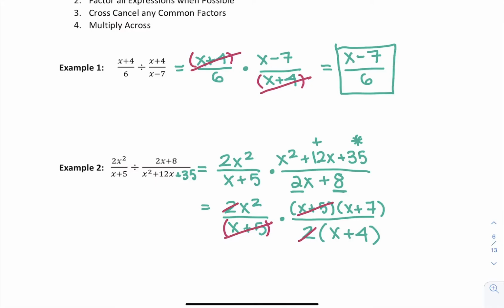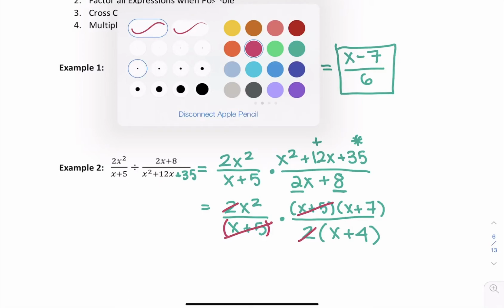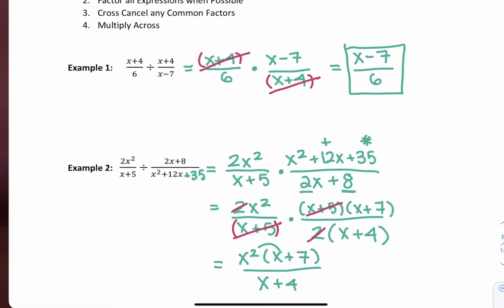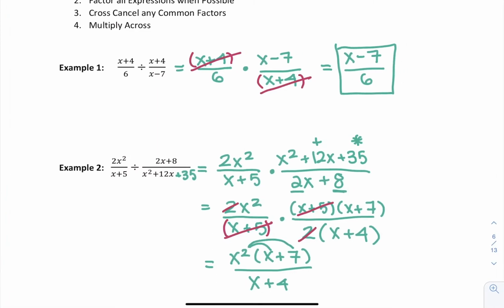So now we're going to multiply across and see what we are left with. So we're left with x squared times x plus 7 all over x plus 4. And now finally, we're going to simplify by multiplying this term out. So we'll get x cubed plus 7x squared all over x plus 4. And there's our final answer.